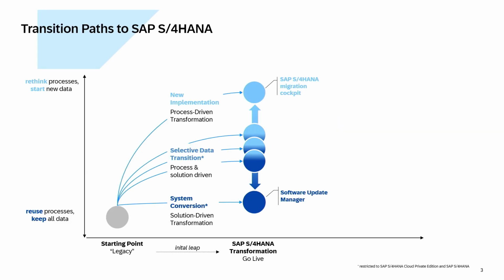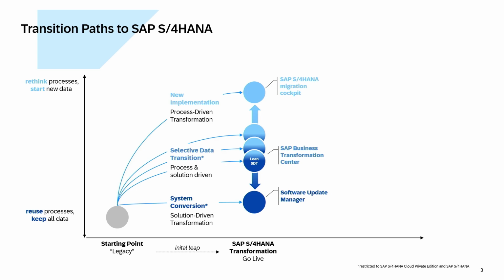So let's jump directly now into this topic of transition. First, just to set the context a little bit about the different transition paths and how we position this lean selective data transition scenario. There are three equally important transition paths to SAP S/4HANA. There's the system conversion where you move all the data with all the configuration you have as is in a conversion to SAP S/4HANA. So it means there's no redesign. It's really an upgrade-like process.